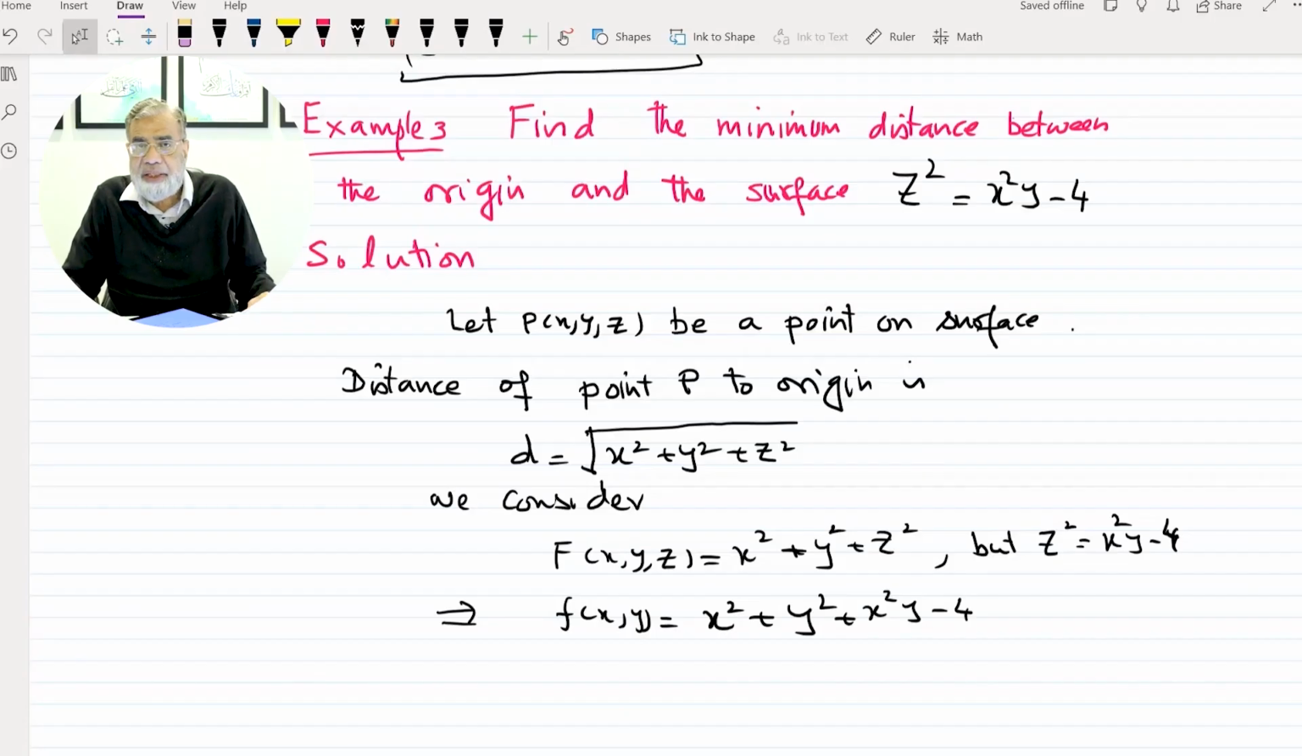I'm going to take another example. Here the function is not given directly, but we have to develop the function, and then see what the requirement is. Find the minimum distance between the origin and the surface. So we want to find the minimum distance. Given is a surface and the origin.